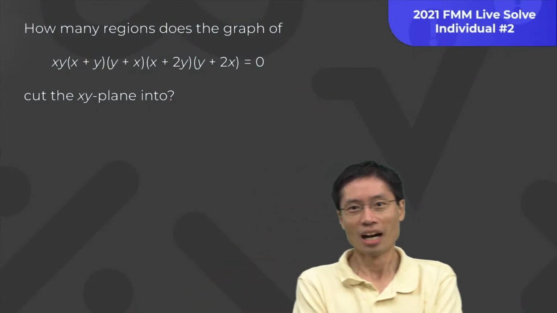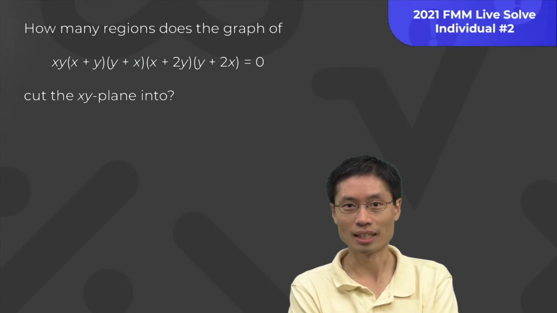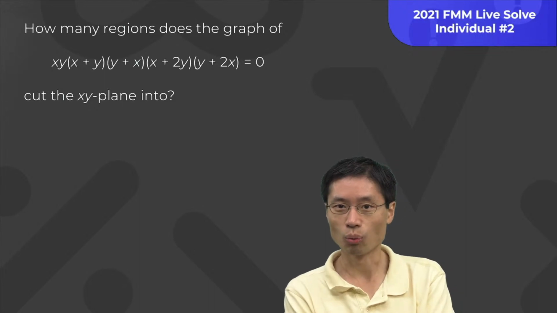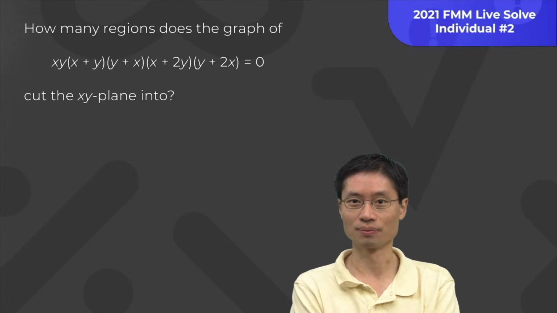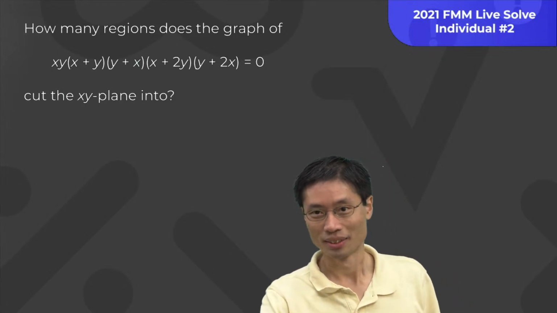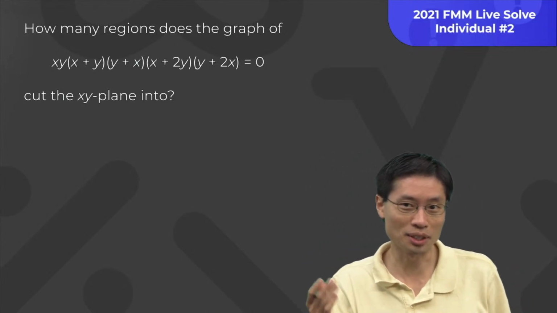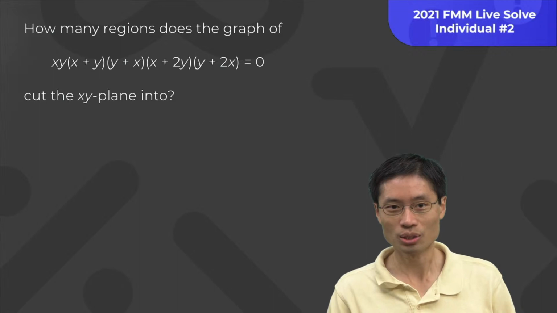Okay. How many regions does the graph of xy times (x plus y) times (y plus x) times (x plus 2y) times (y plus 2x) equals 0 cut the xy plane into? What is this about anyway? This is a graph, you're saying? Well, I see some y's, I see some x's. I'm used to thinking of graphs as y equals something x. Well, let's see. What could we do here?